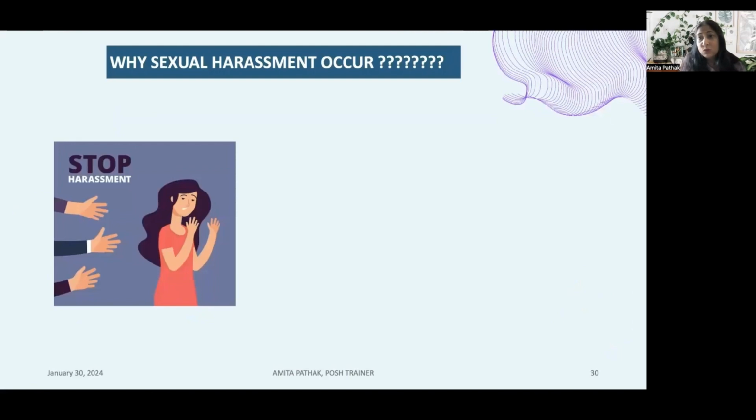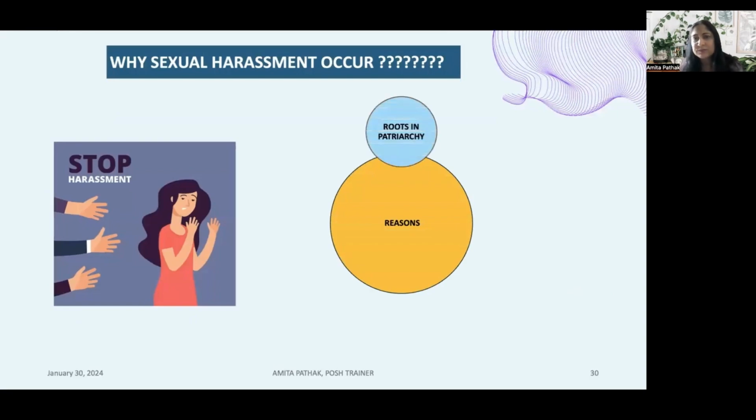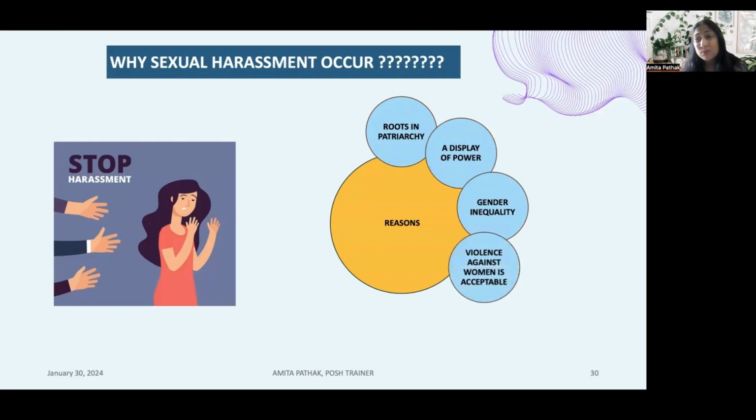Next, we look into why sexual harassment occurs. What are the various reasons? Let us find out. It is rooted in patriarchy. Women are considered the weaker sex, and men are always superior. Even roles and responsibilities are decided based on gender. It is also a display of power: the person in a powerful position may utilize his power. Then there is gender inequality: violence against women is seen as acceptable because she is the weaker sex.